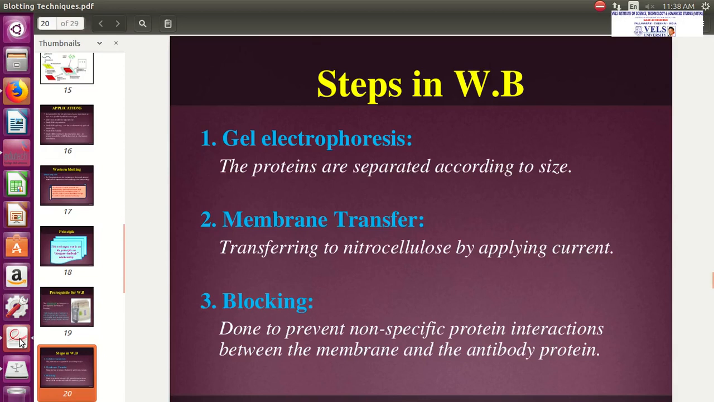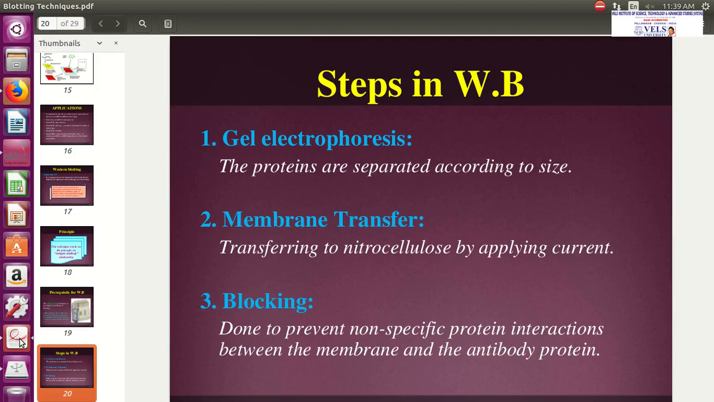Okay, so these are the steps involved in Western blotting. First one, gel electrophoresis. The proteins are separated according to size, because protein size varies in a range. Any protein may vary from 1 kilodalton, that is kDa, to 10,000 kDa. So first we have to separate the proteins using gel electrophoresis based on their size.